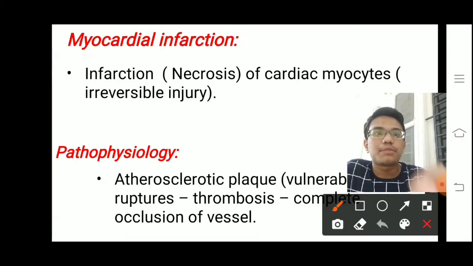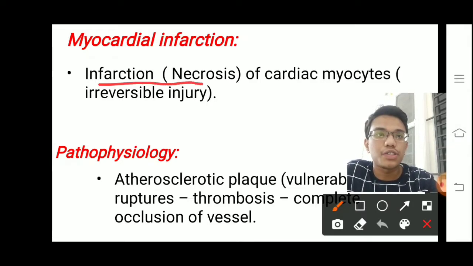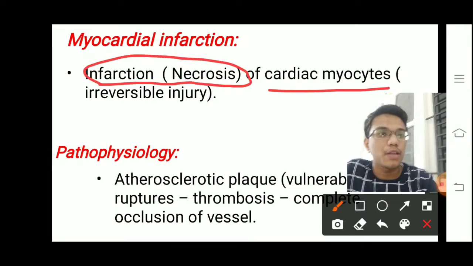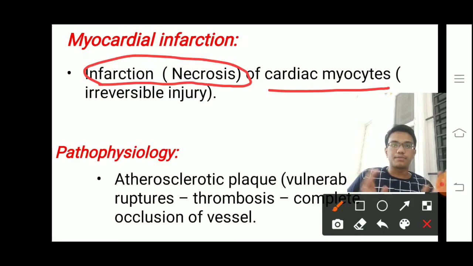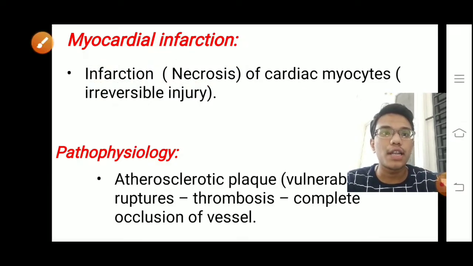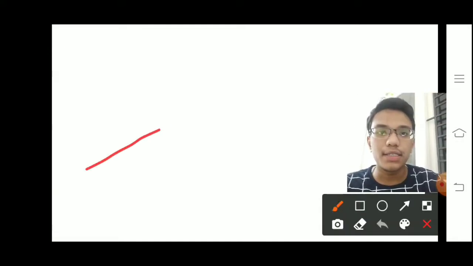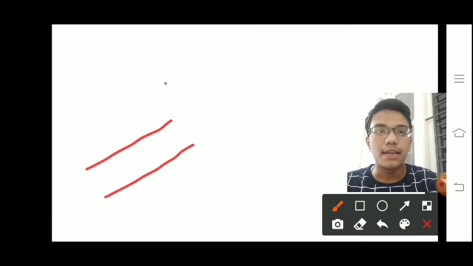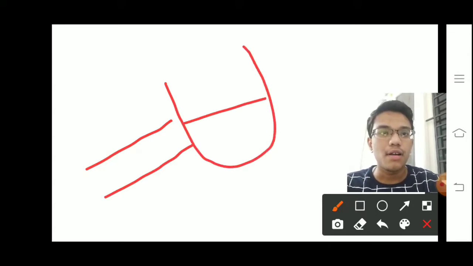So myocardial infarction, that means infarction, that is necrosis, in short, cell death occurs of the cardiac myocytes. That is irreversible injury. This sentence you know. Now what is the pathophysiology behind this? Why does this myocardial infarction occur, and what is the difference between this myocardial infarction and unstable angina? Especially you have to consider. Suppose the same diagram I will draw again. This is the blood vessel and this is the heart.